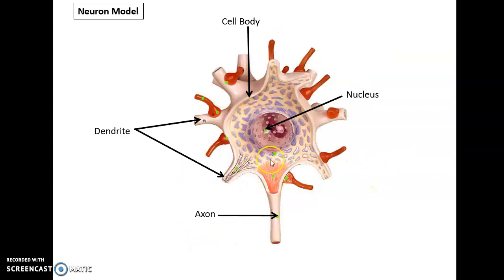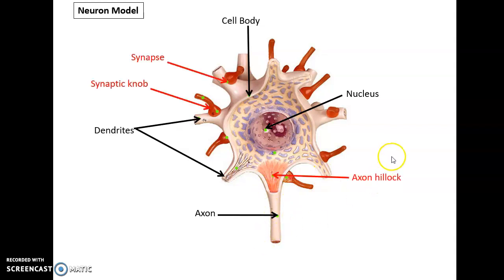Here is a model. Here is the cell body. Within the cell body, the nucleus. These stumps are the dendrites, and this is the beginning of the axon. These orangish pieces are coming from other neurons. These are the axons of other neurons ending with the synaptic knob. And so where the synaptic knob meets the dendrite, we have a synapse. And then this portion of the cell body is called the axon hillock.